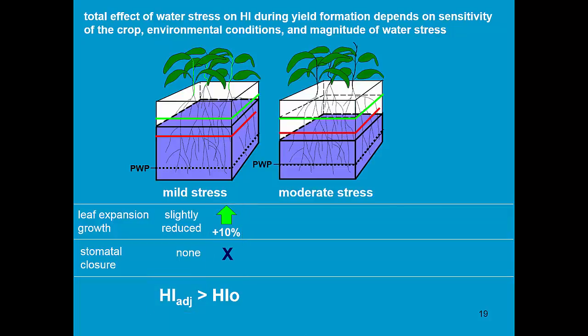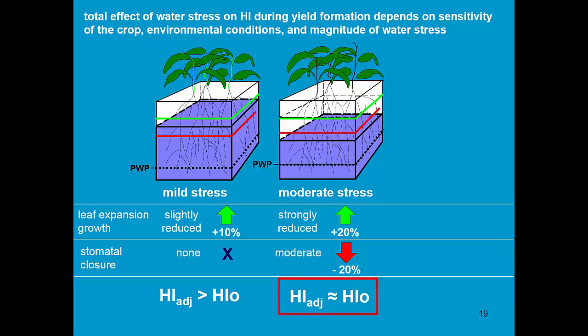When we have a moderate stress, when the water content in the root zone is below the green and the red threshold, the green threshold is for leaf expansion growth and the red threshold for stomatal closure, we have on the one hand an increase of the harvest index because the leaves cannot expand, but on the other hand a decrease of the harvest index because less assimilates can go to the grain. As such, the harvest index is not adjusted.